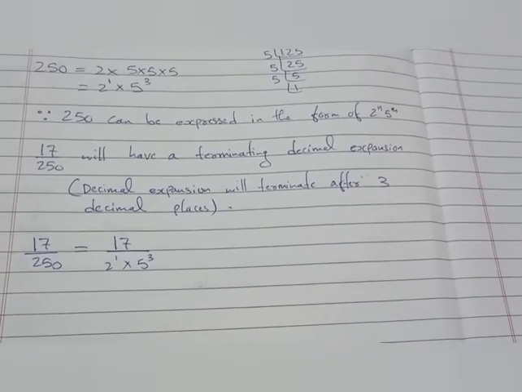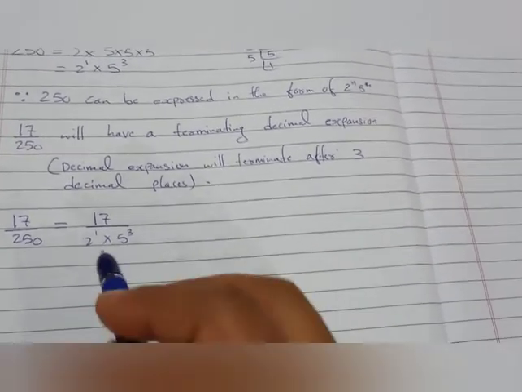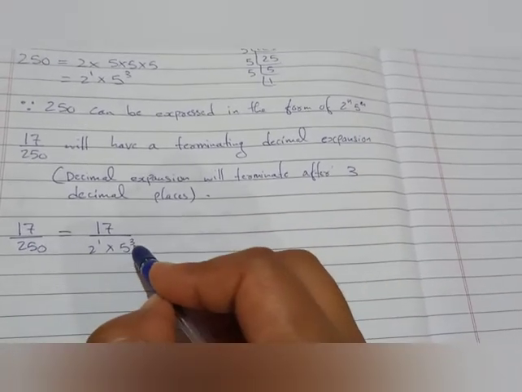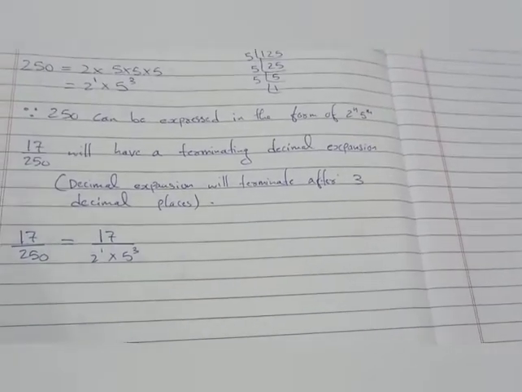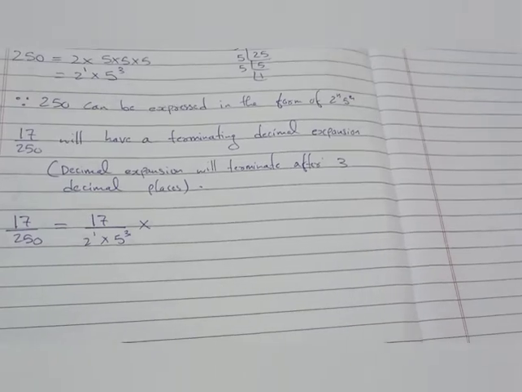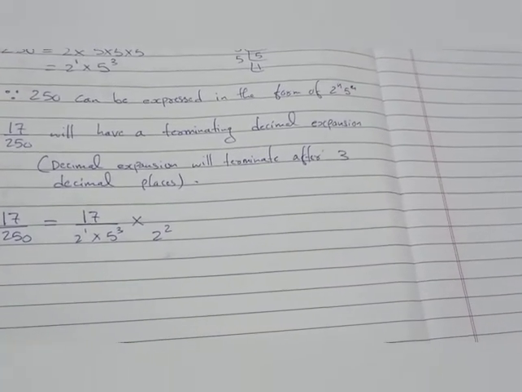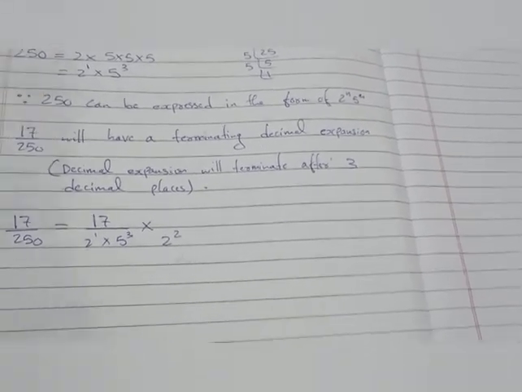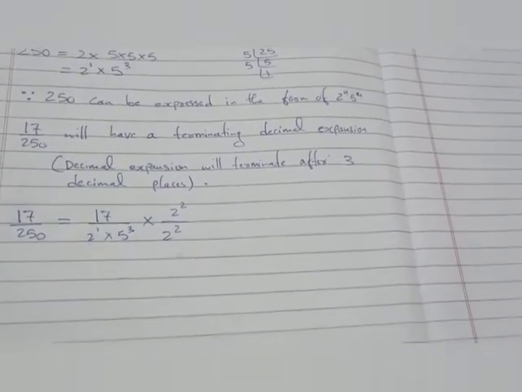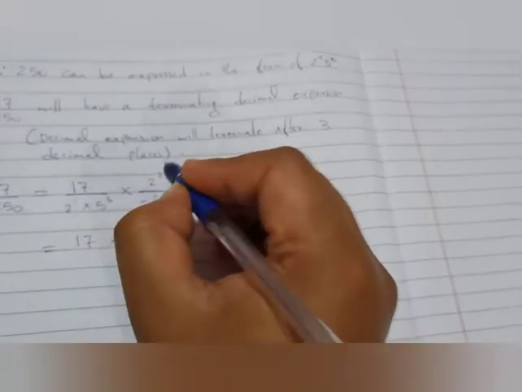In order to get the decimal expansion without performing the actual division, we need to have an equal number of 2's and 5's in the denominator. Here we have three 5's and one 2. That means we have two 2's less in the denominator. In order to make it equal, we will multiply the two 2's in the denominator, and in order to maintain the equality, we need to do the same in the numerator as well.